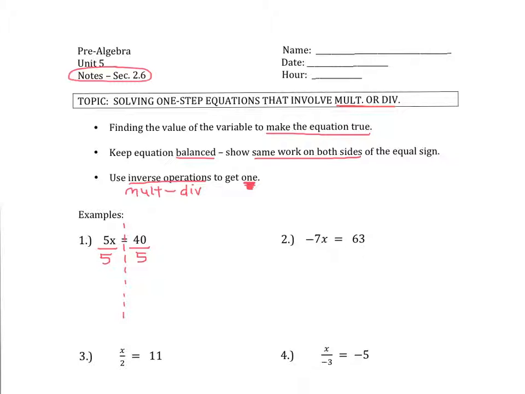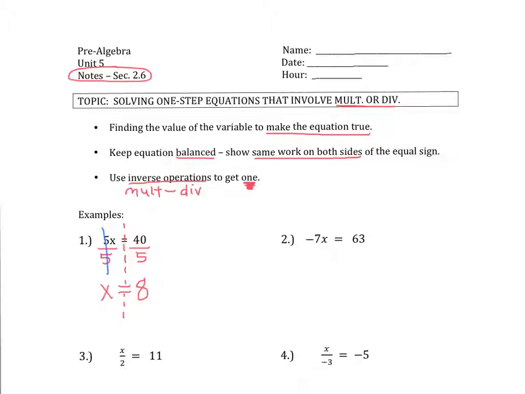Now what good does that do? Well, here on this side I can cancel the 5's. And now I have 1 multiplied by x. And 1 times x is just plain old x. And on the other side I have 40 divided by 5, which is 8. And that's the solution, which I should have known at the beginning, because 5 times 8 gives me 40.